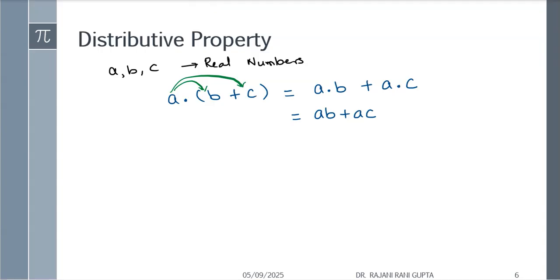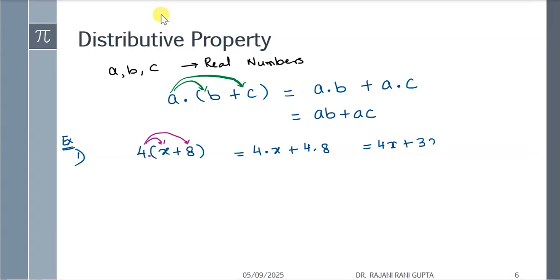So for instance, what you will have here is, say, 4 times x plus 8. Okay, let's take this as an example. So here nothing means it's dot. So bracket means multiplication. So you distribute this 4 to both. This gives you 4 times x plus 4 times 8. So which is 4x, and how much is 4 times 8? 32. So this is your result.